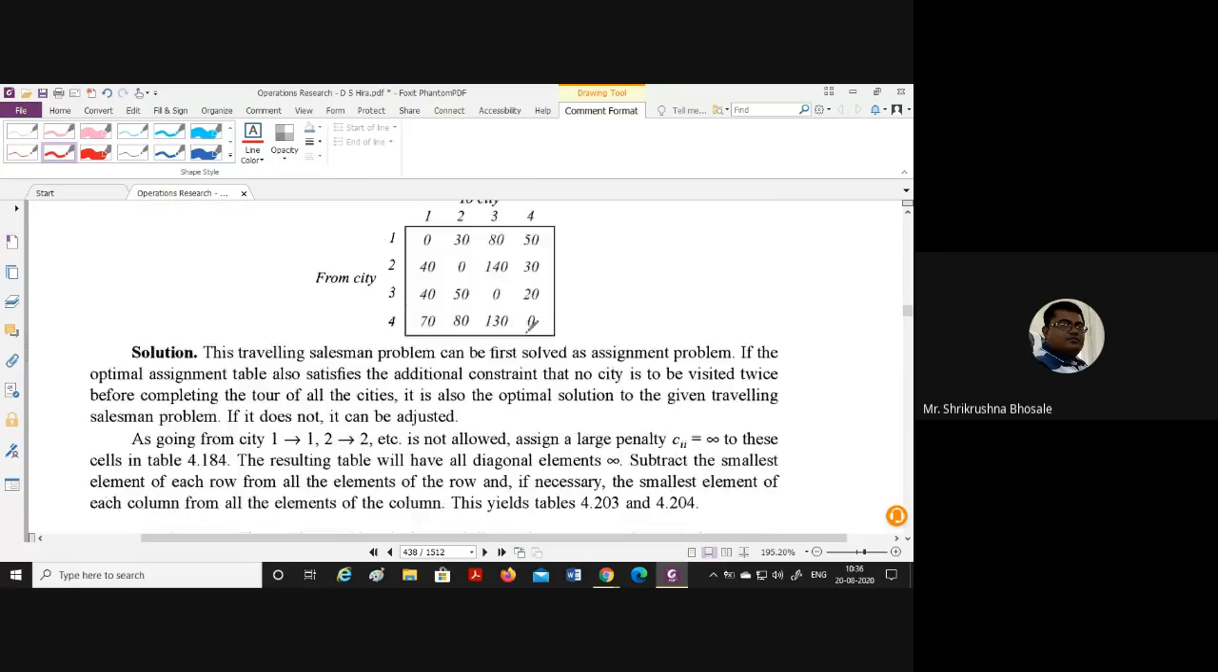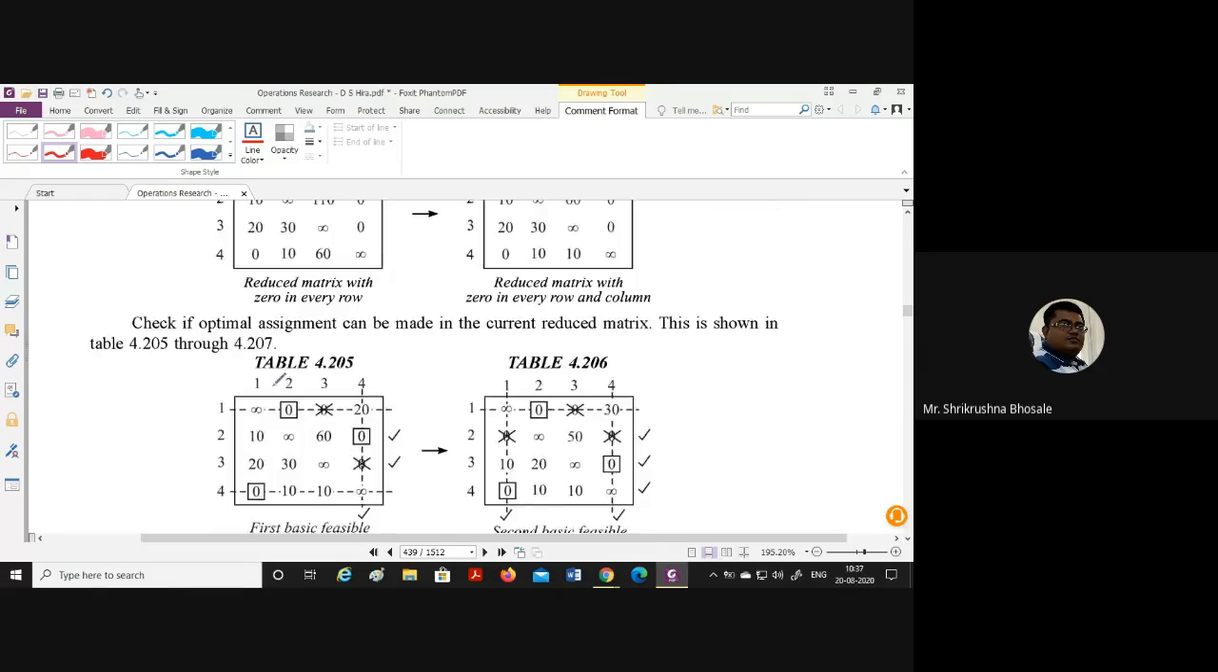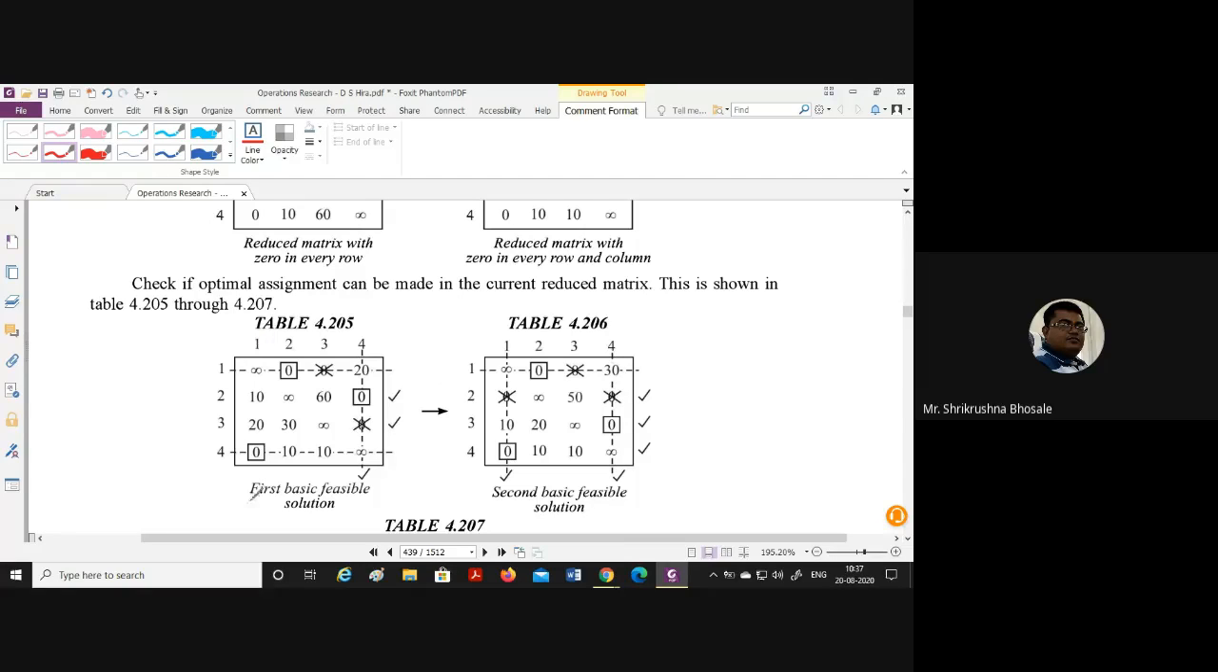Then we have to go for column and row operation. Once column and row operation is carried out, after converting diagonal zeros into infinity, we can start the assignment. So this is the first assignment table, where you have allocated first city 1 to city 2. Then he will reach city 2. Then again he will start the journey from city 2 and he will go to city 4.